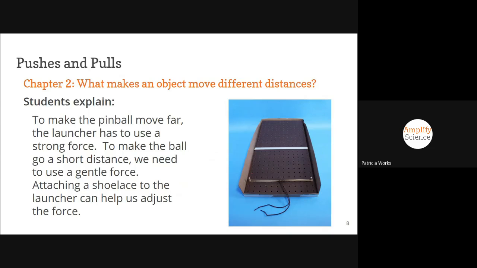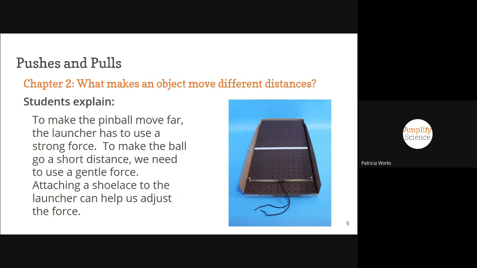In Chapter 2, students focus on understanding that a stronger force causes an object to move a longer distance, while a gentle force will cause the object to move a shorter distance. Key evidence sources in this chapter include an investigation into how to make a tennis ball move long and short distances, a reading about forces in ball games, and a shared writing about modifications to the pinball machine.